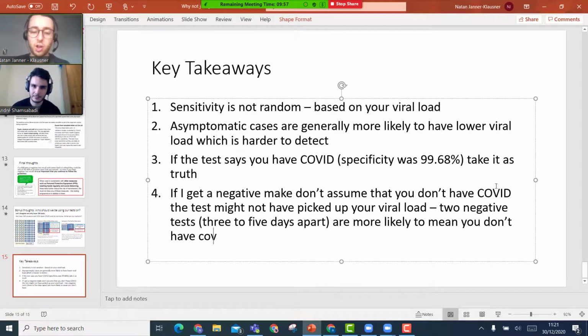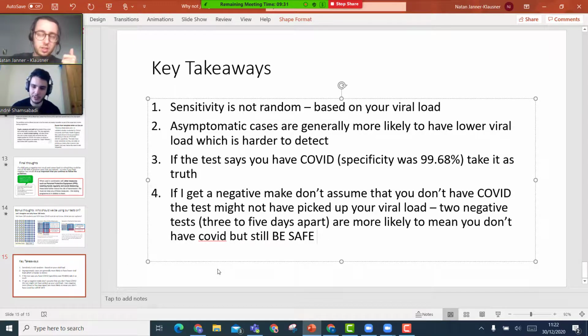You don't have COVID, but still be safe. You could just have COVID and just not have enough lateral flow event. Anything else? Any other key takeaways? Well, I don't think there's any more key takeaways from what we've discussed. I think there's a couple more points that we could touch on.